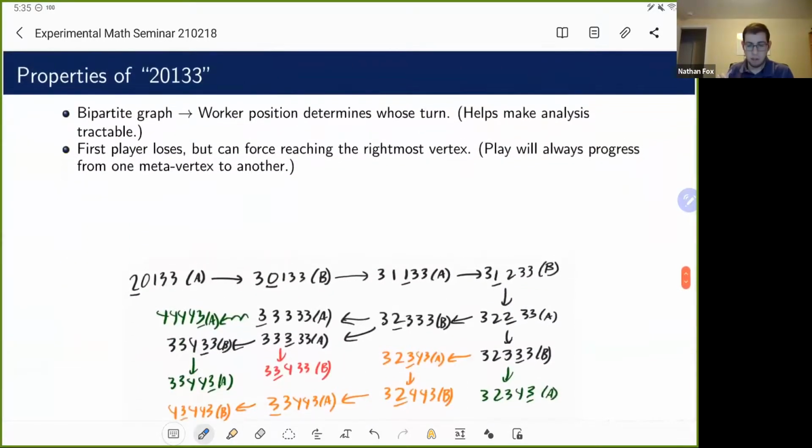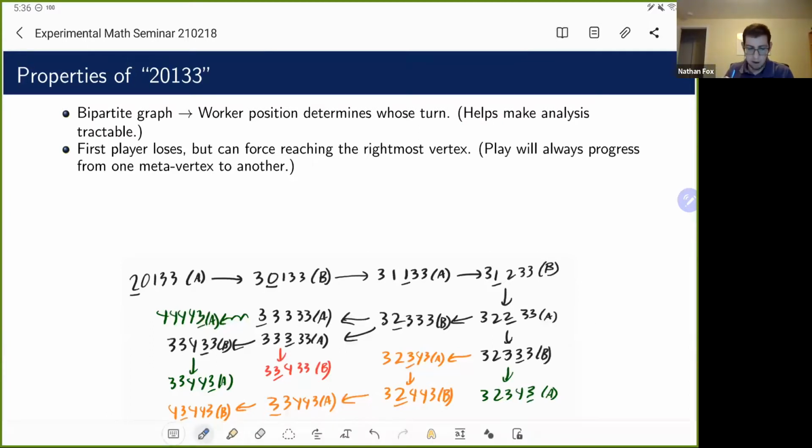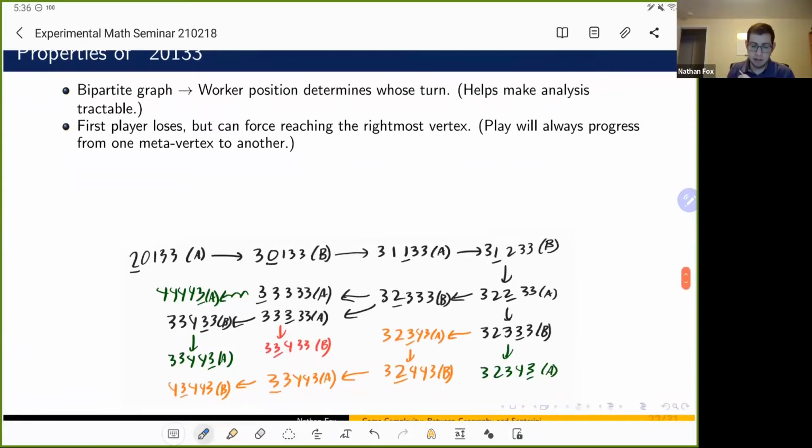Playing the game of 20133, Abigail playing first would lose this game. But suppose that if she's going to lose, she prefers to lose by being trapped on the rightmost vertex. She can always make sure that happens. So what I've drawn down here is what we call the game tree for this game. Well, I've pruned a few things off of it. But the way this game plays out is the first 1, 2, 3, 4 moves of the game are all forced. There are no choices to be made.